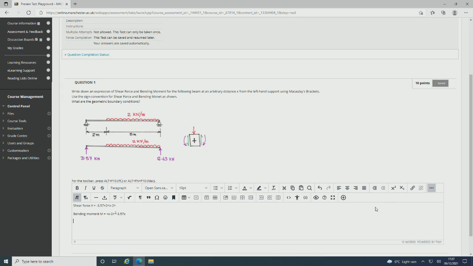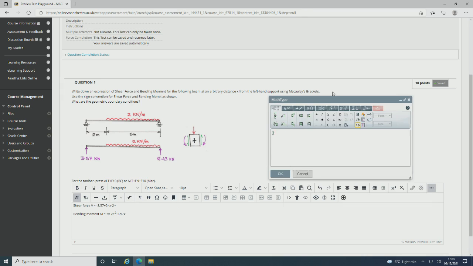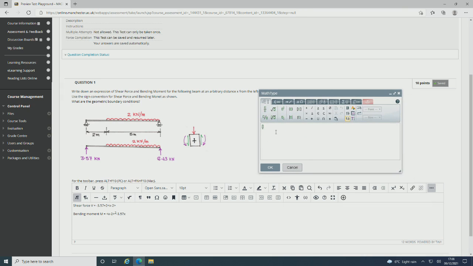Else what you can also do is use the maths writing. There is a symbol here, insert maths equation. You can click onto that one, and then you will get a portal, and there you can type anything. So you can say V is equal to minus 3.57 plus 2 times x minus 2.